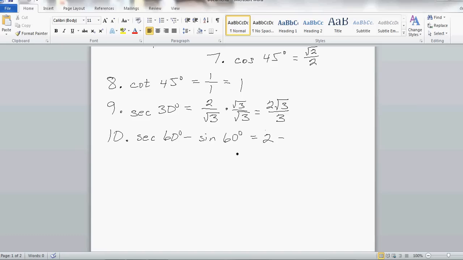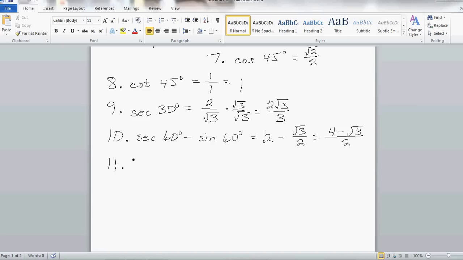The sine of 60 degrees, on the other hand, does come directly from that table, and that would be the square root of 3 over 2. Now, generally this would be an okay answer, but in trig we like to see most of our answers in one big fraction. So we're going to create one big fraction, the common denominator being a 2, which simply means this is going to become 4 minus the square root of 3, the whole quantity, over 2.